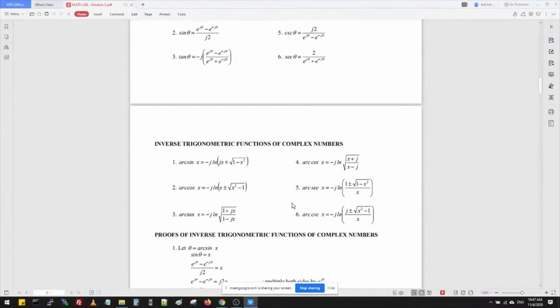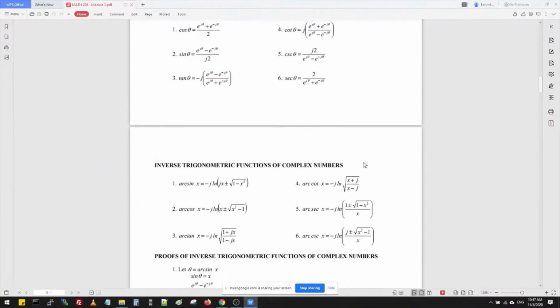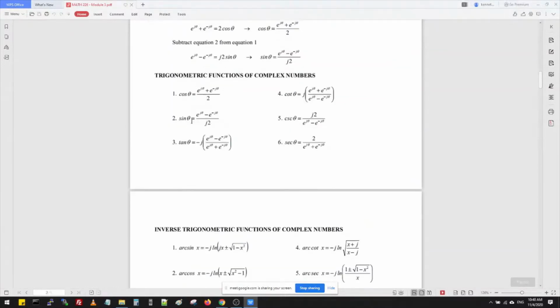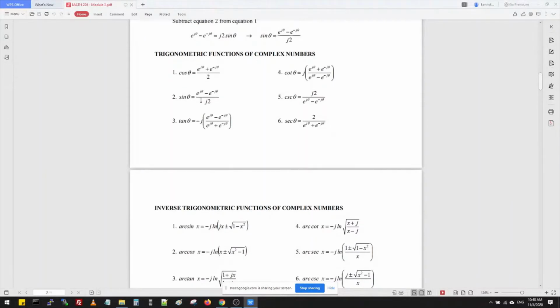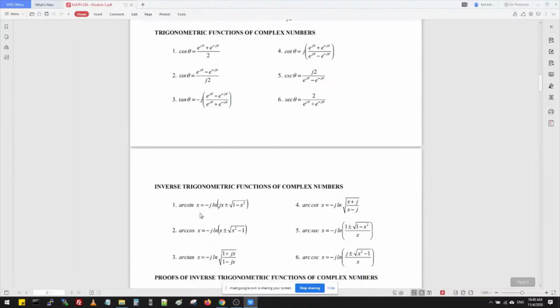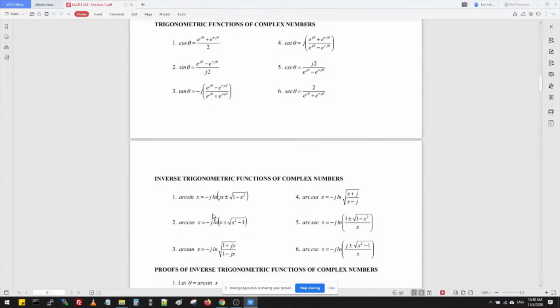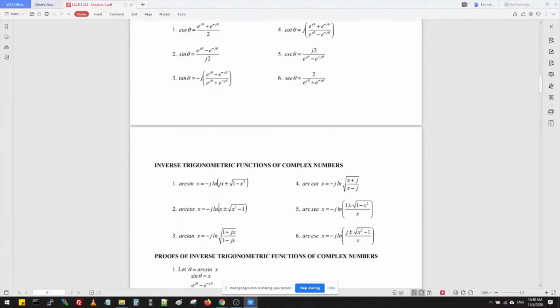So of course, this is related man sa aton nga logarithm pag-abot naman sa aton nga inverse trigonometric functions. So later on, we will check the proof, no, sa aton nga inverse trigonometric functions. So from these trigonometric functions, with the use of logarithm, we can evaluate the equivalent function, okay, in terms of the inverse trigonometric functions of complex number.